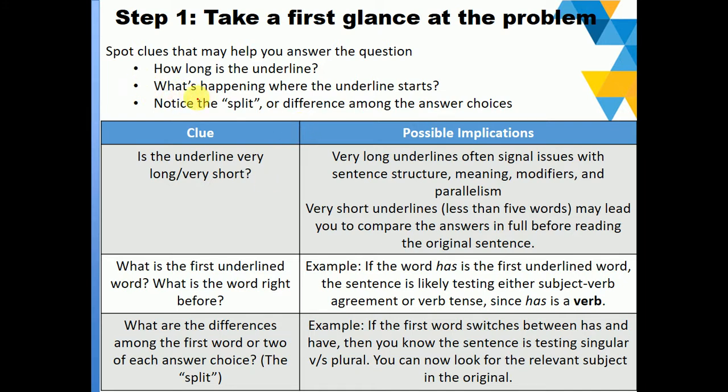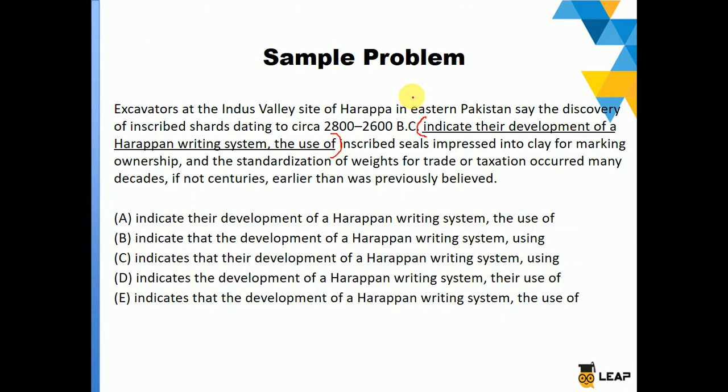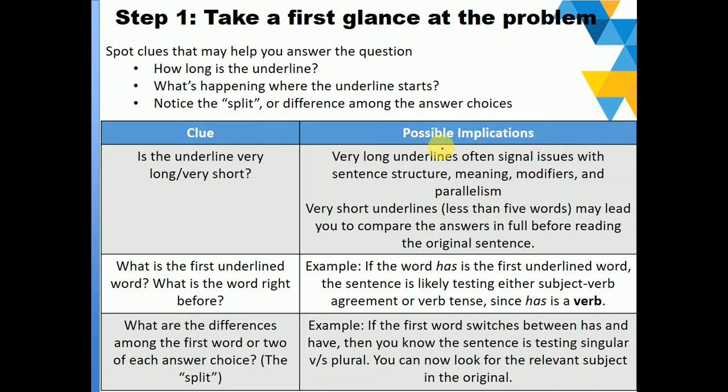Second point, what's happening where the underline starts? Well, there's a reason why the GMAT starts its underline where it does. If you just glance over the problem carefully, you will notice that there is some meaning behind why it is starting where it is starting. So when you notice that, what do you think you can notice?